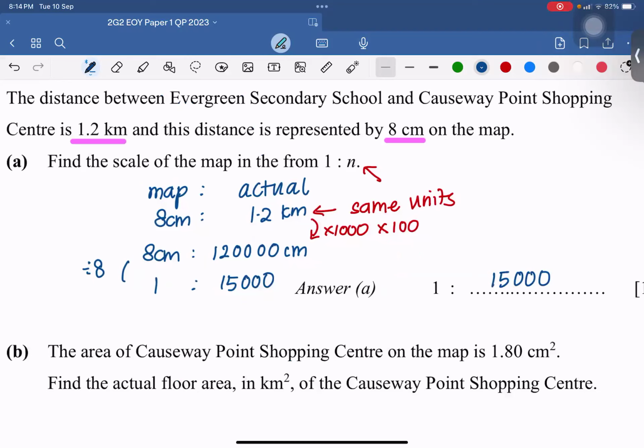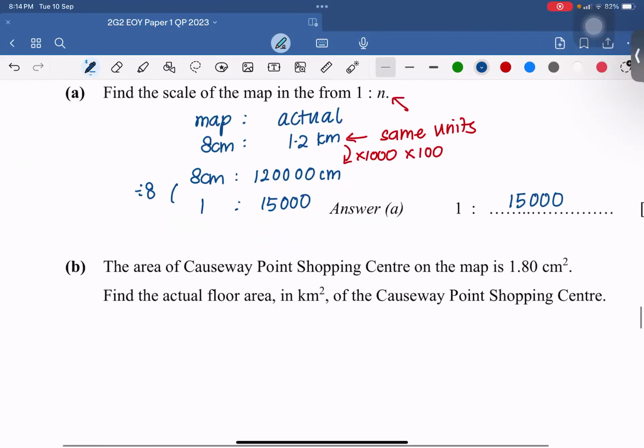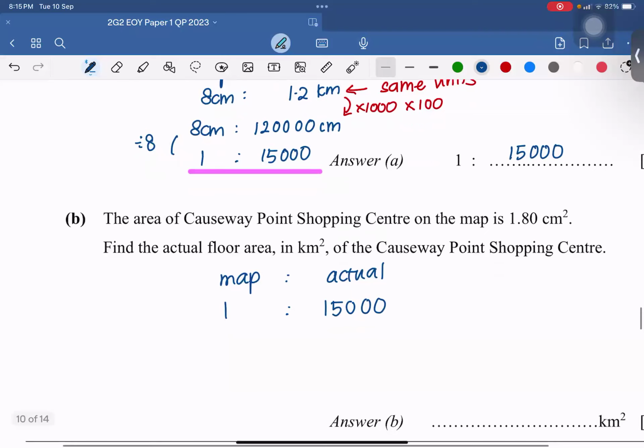Okay. Derek, are you still there? Yeah. Okay, now the next part of the question is going to talk about area. So I'm going to have my map is to my actual. I'm going to use the ratio given to me, 1:15000. But now on this side, they want the unit on the map to be cm, and on this side they want kilometers.